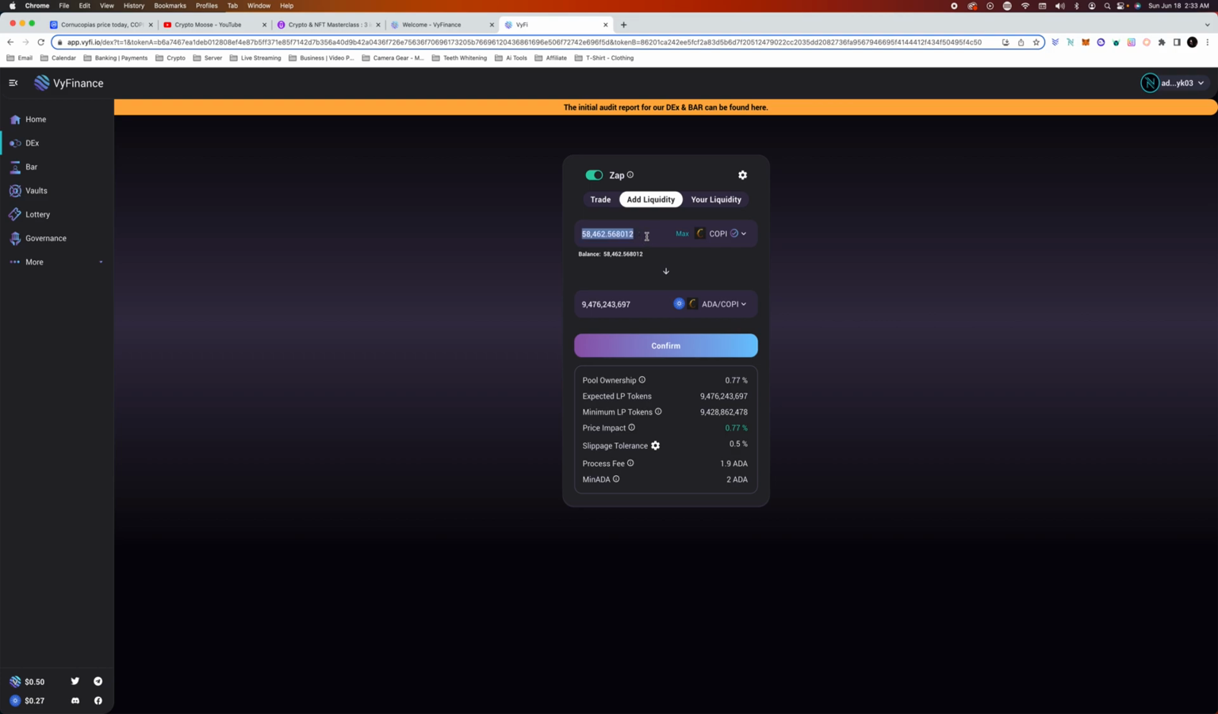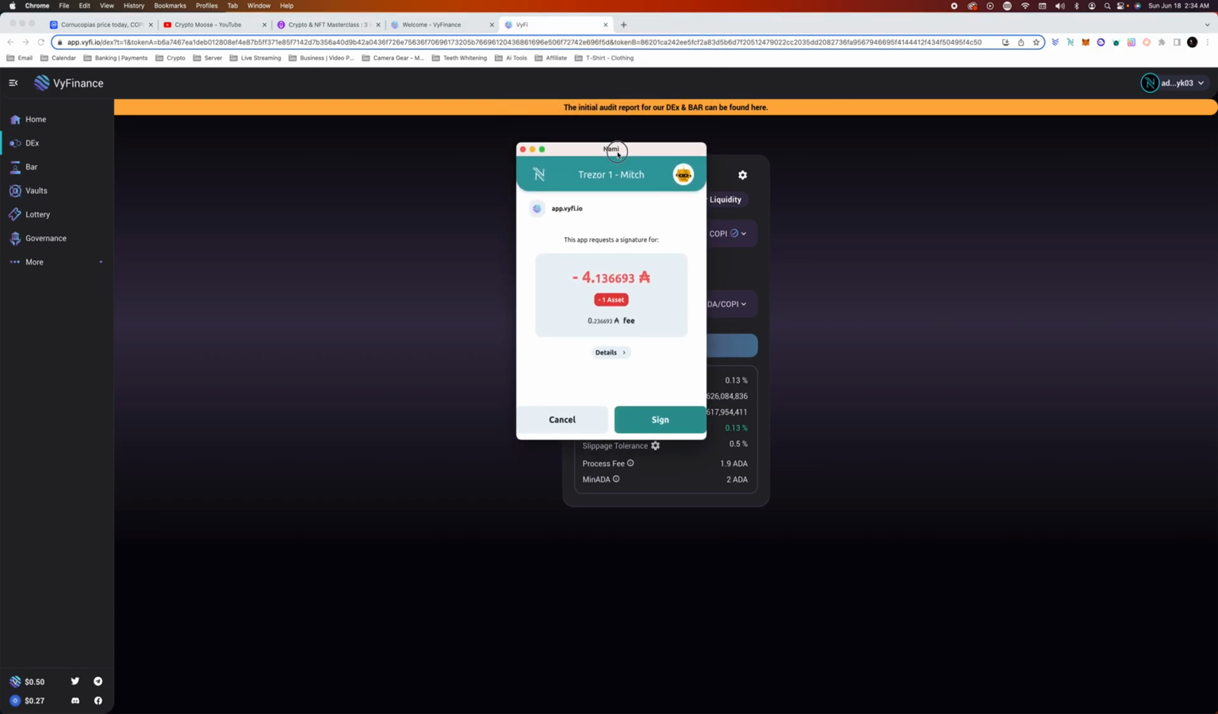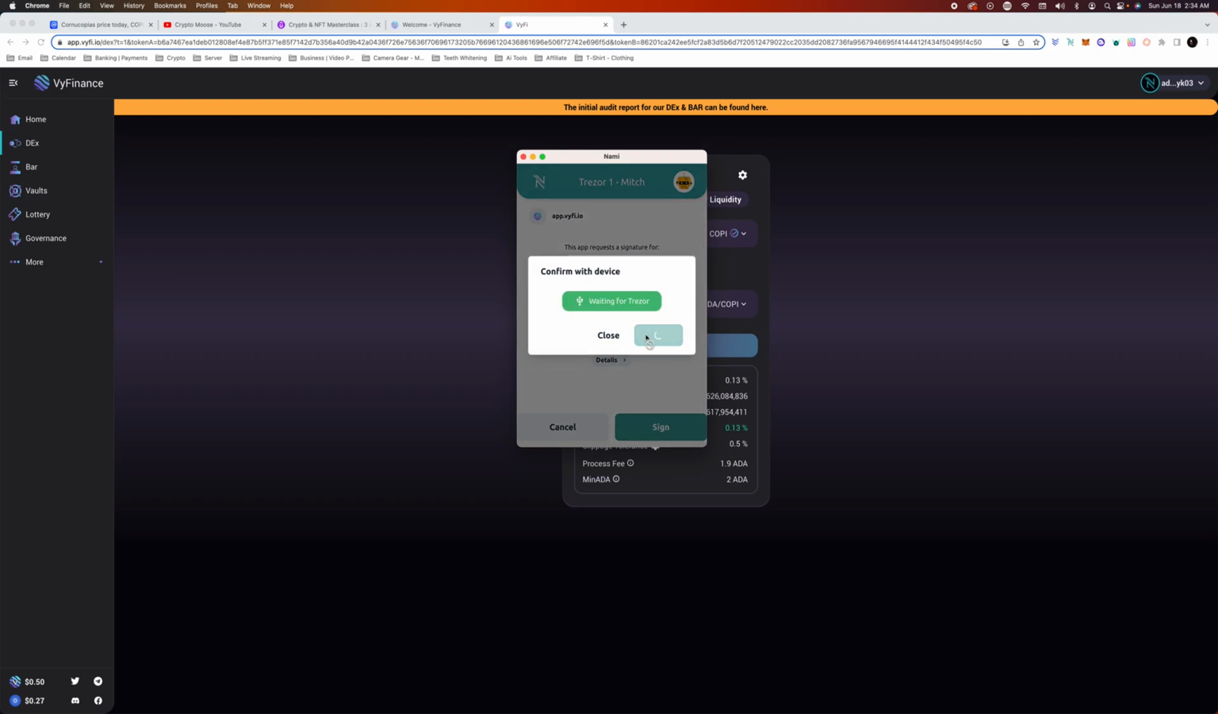So I'm willing to lose maybe 5,000 COPI in the sense that I would be swapping it. We're going to zap because I want to keep all my ADA. It's important for delegating. What I'm going to do is take, let's say, 10,000 COPI, just because I want to start earning some VYFI. We're going to confirm this. What we're going to do is provide 5,000 COPI and the rest of that amount will be in ADA without us having to provide any ADA. If we were to just add the liquidity, it would be different. So we're going to sign this transaction.